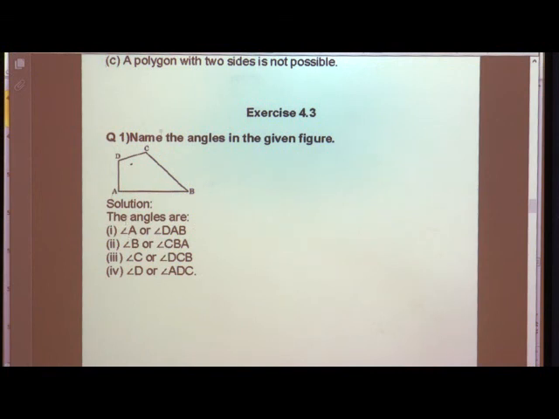So, the angles formed in this quadrilateral are angle A or angle DAB, the angle formed at A. Then angle B or angle CBA, the angle formed at B. Angle C, we name as angle DCB, and the angle is formed at C. And the next angle is angle D or angle ADC, the angle formed at D. So, this is the figure in which we have to find the angles.